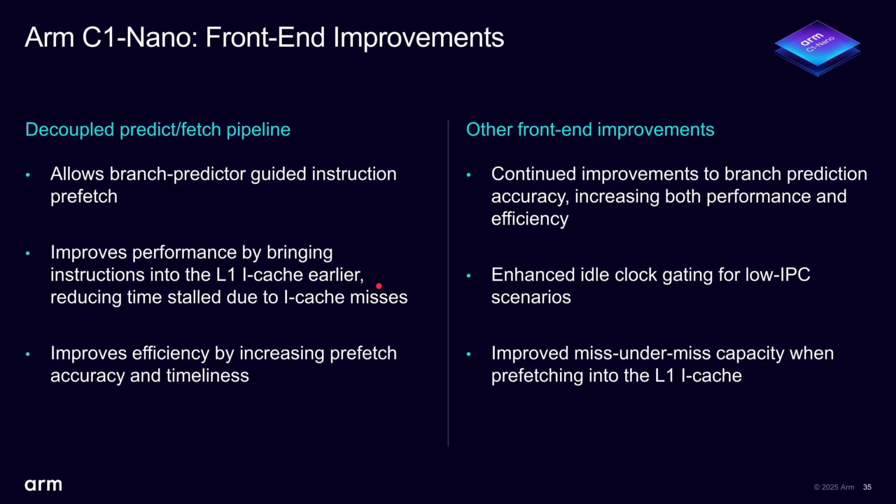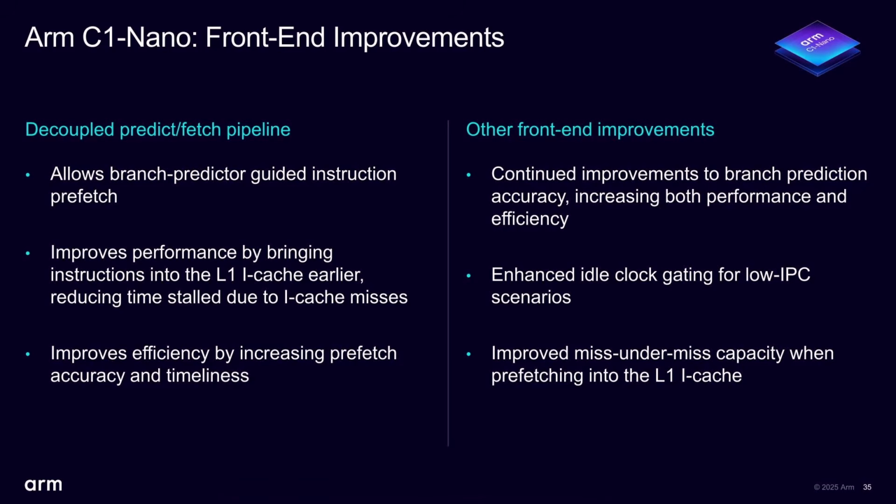So there are some front-end improvements. A CPU can be divided really into 3 main parts. The front end, that's the fetch and the pipeline. You then got a core, which is where the different instructions go down the pipeline, and then you've got the back end where you're doing the retirement and other stuff like that.